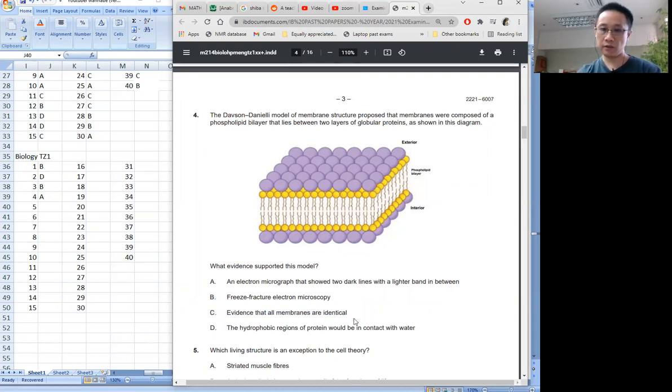C, that's definitely not correct. D is definitely not a fact. The hydrophobic region should not be in contact with water.